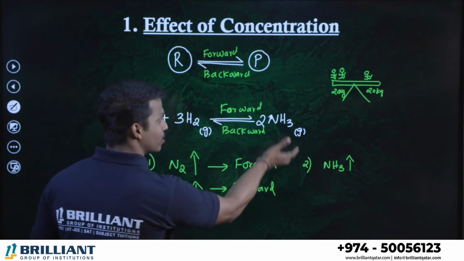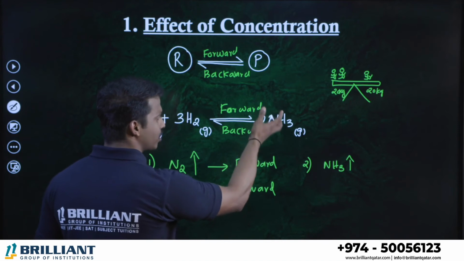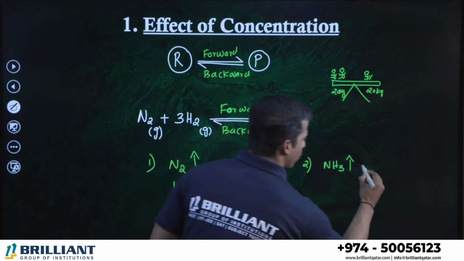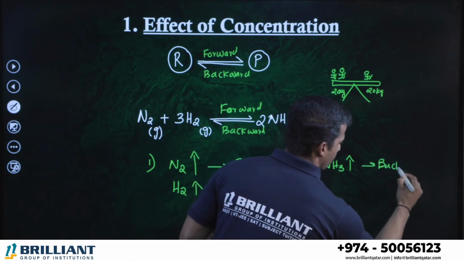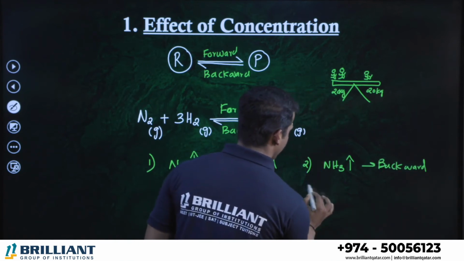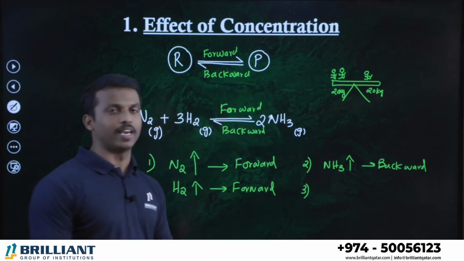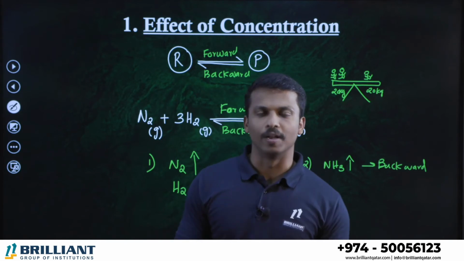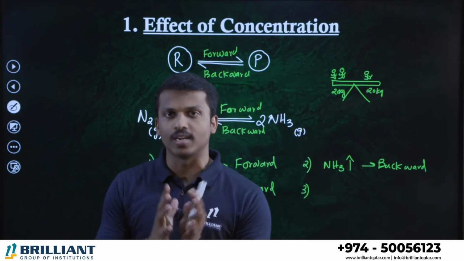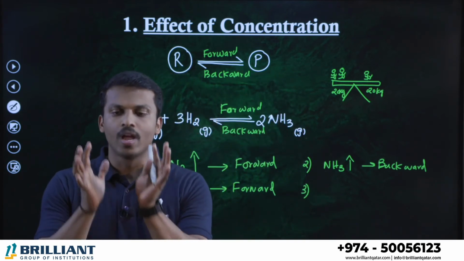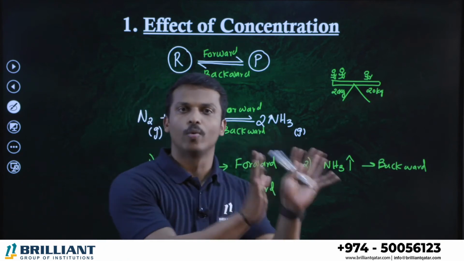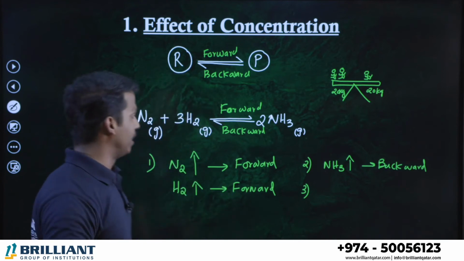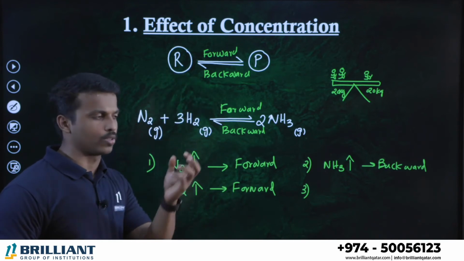If you increase the concentration of product, reaction starts to move from right to left. That means backward reaction takes place. So generally we can say that, as per concentration, how they affect equilibrium. Simple. Where you are increasing the concentration, reaction shifts from higher concentration to lower concentration to minimize or to nullify the change. Alright.